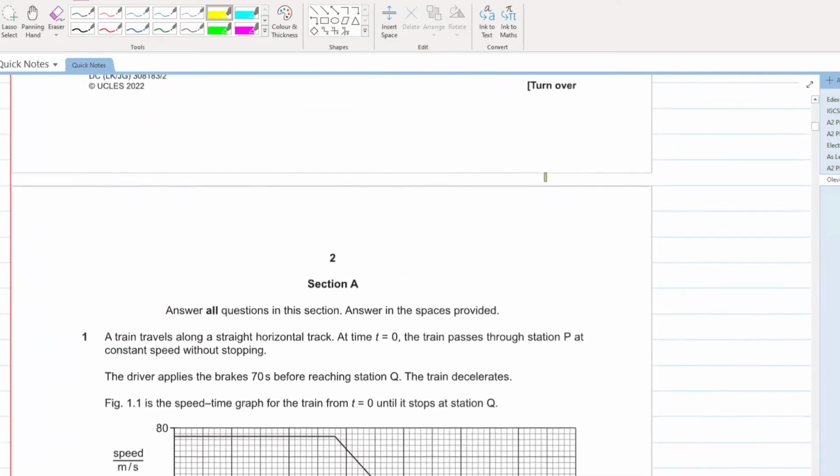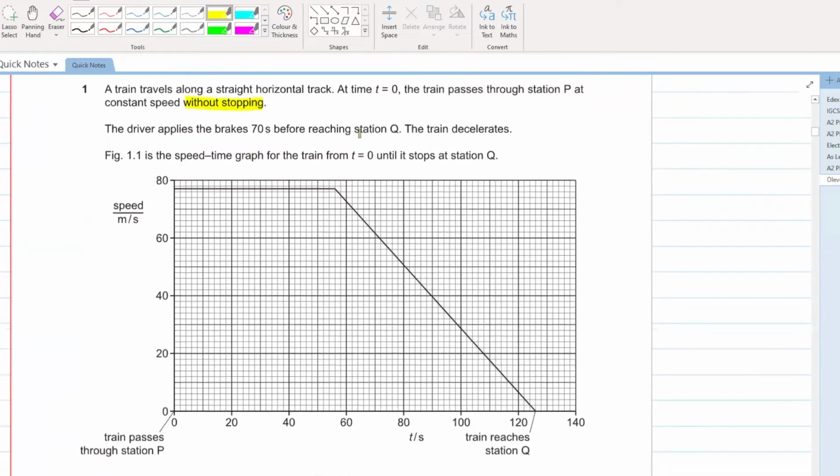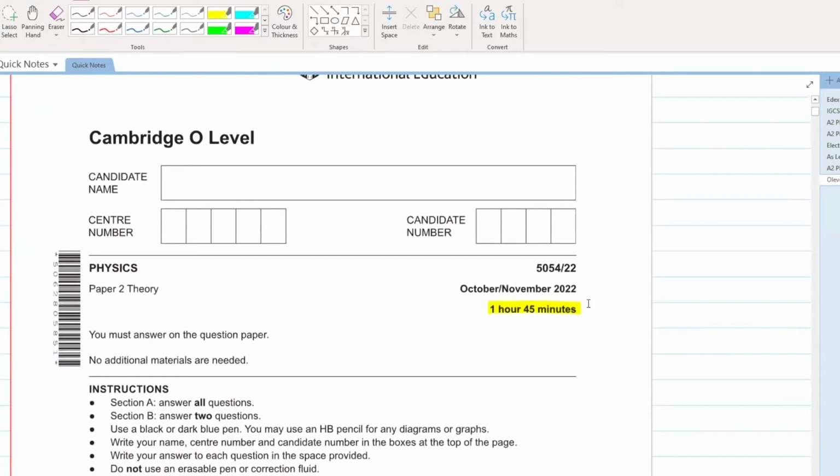Let's move ahead. A train travels along a straight horizontal track at time t is equal to 0. The train passes through station P at constant speed without stopping. The driver applies the brake 70 seconds before reaching station Q. We are doing October November 2022 paper 2 variant 2.